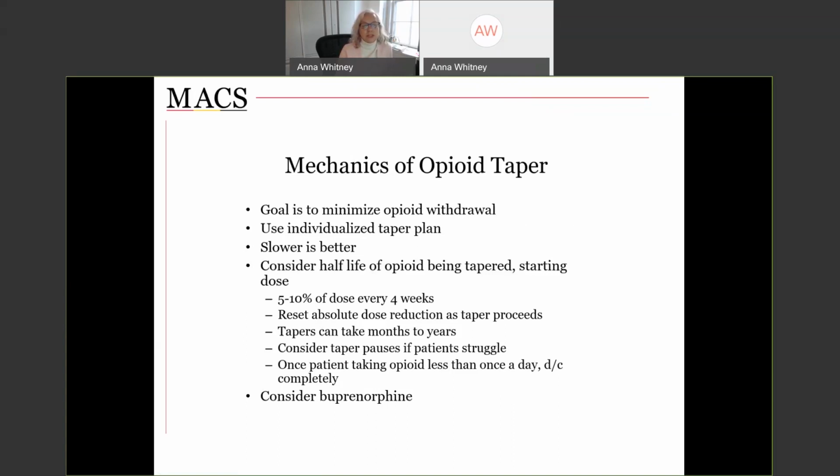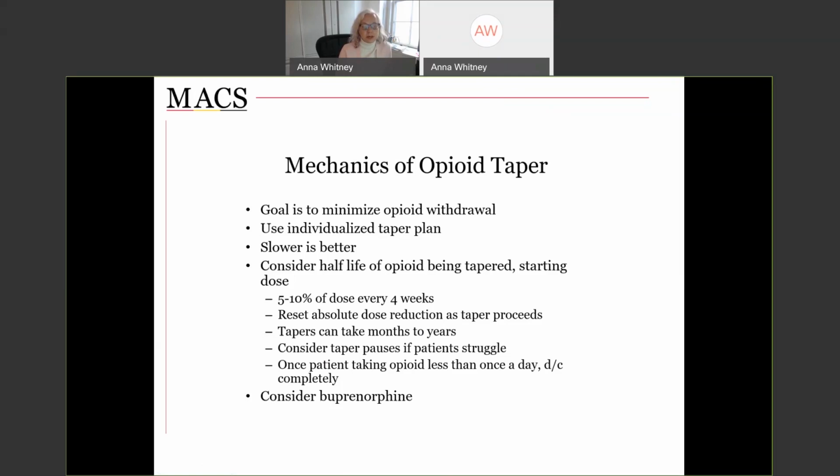Using an individualized taper plan can help with minimizing opioid withdrawal, and going slower is better. The slower you go, the less opioid withdrawal someone will have. To really come up with an individualized taper plan, it's important to consider the half-life of the opioid being tapered and what the starting dose is.